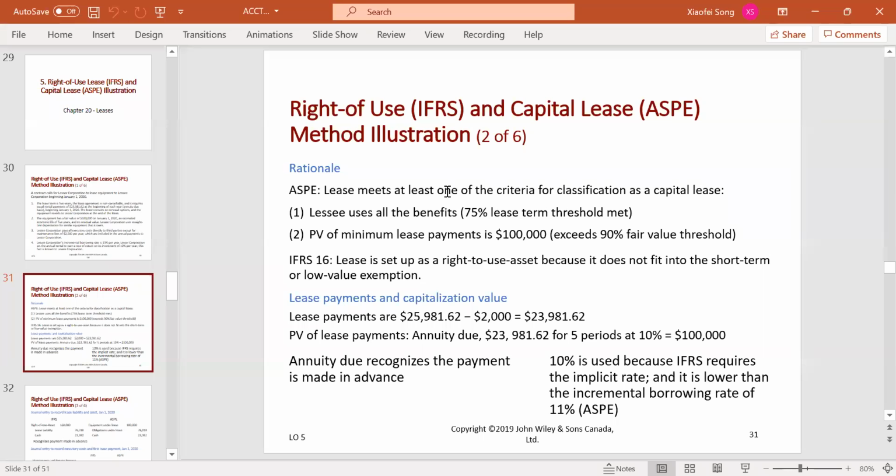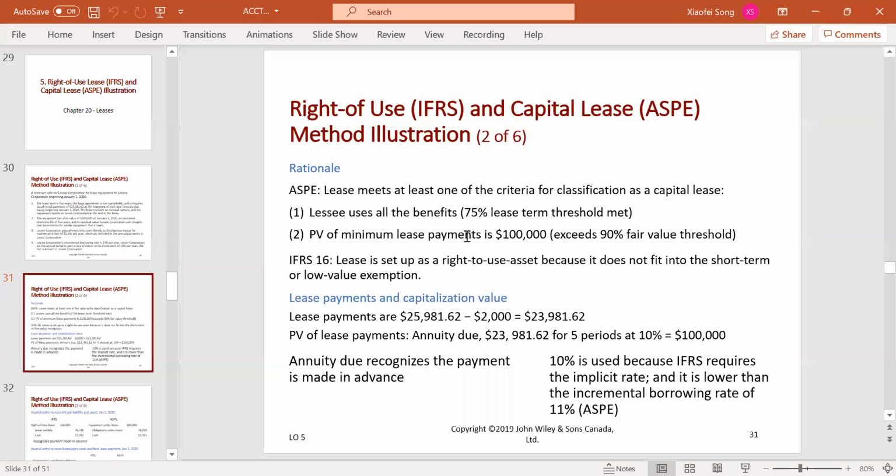The lease meets at least one of the criteria for classification as a capital lease under ASPE. The 75% lease term threshold is met. That means the benefit of the property is mostly enjoyed by the lessee, similar to what an owner would do.